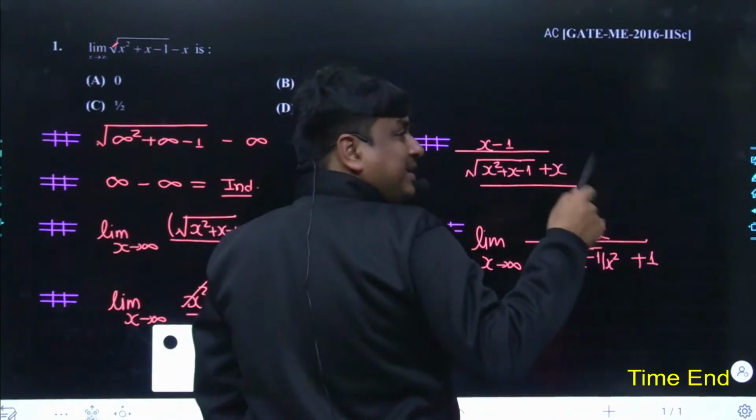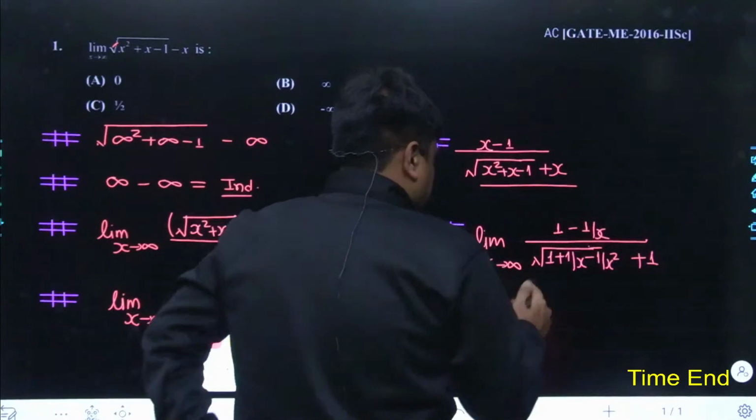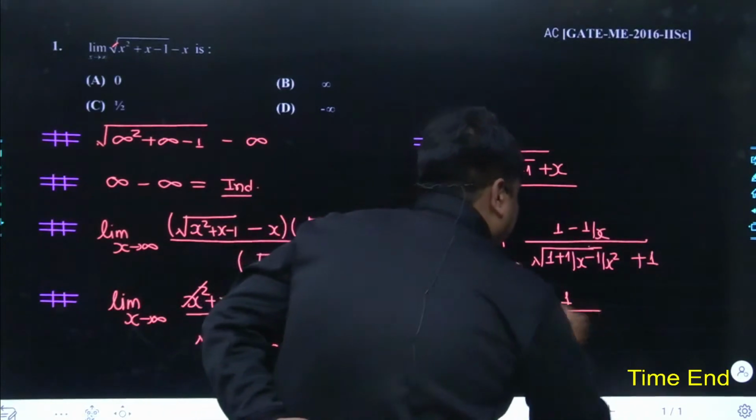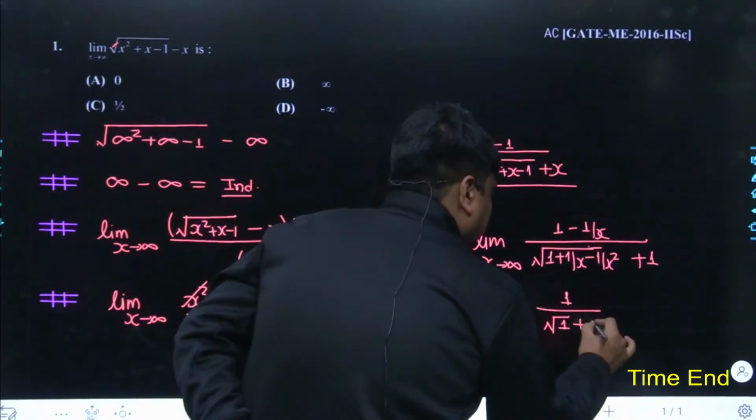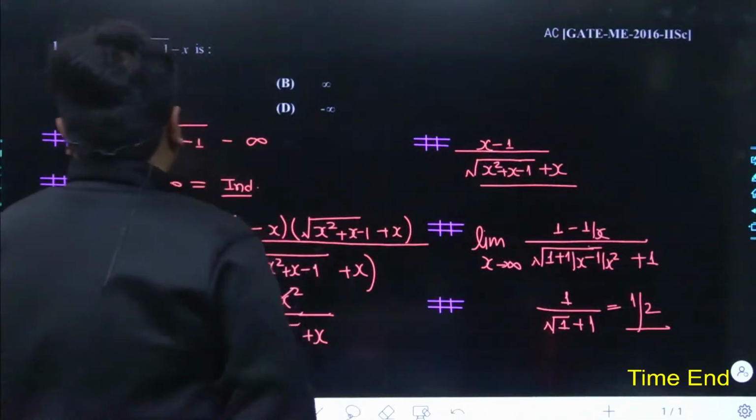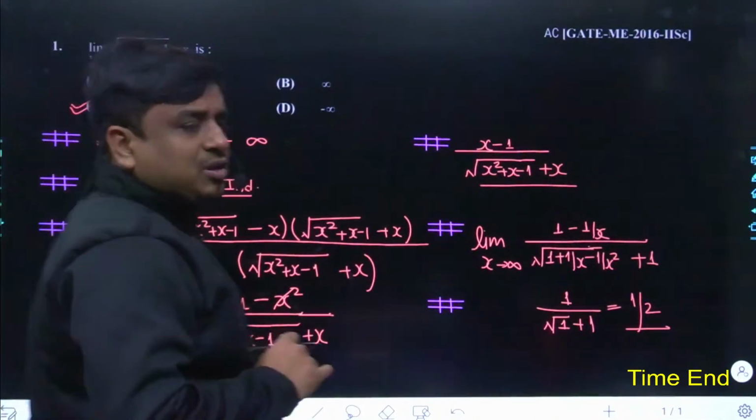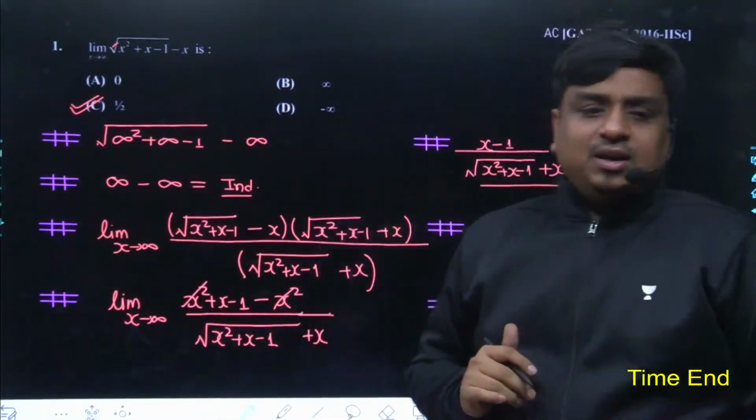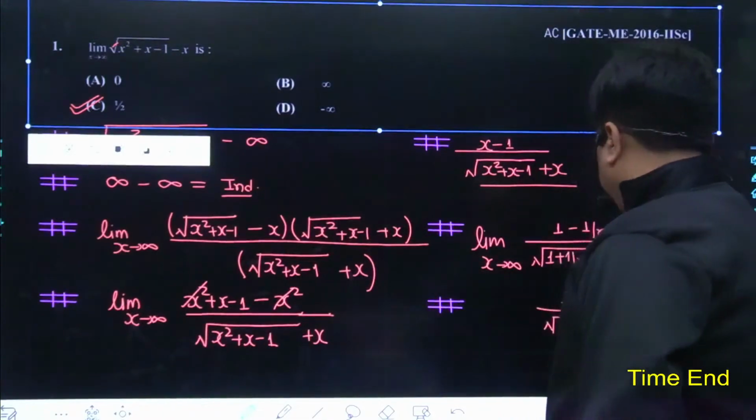As the x is tending towards infinity, 1 by x would tend to 0. Virtually speaking, at the numerator we are left with 1, and at the denominator we are left with root over 1 plus 1. Virtually speaking, the result is 1 by 2. A well crafted question, and you can expect this kind of question in the near future. This has been a well designed question. Is that part clear to all of us?